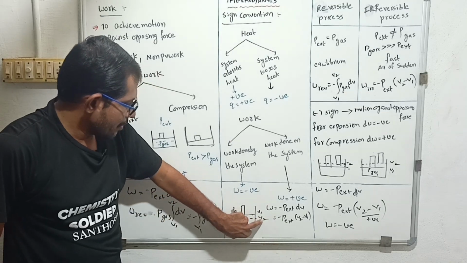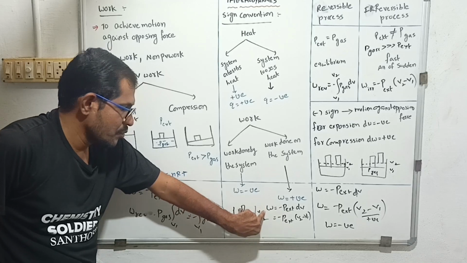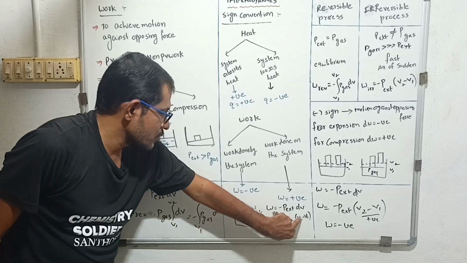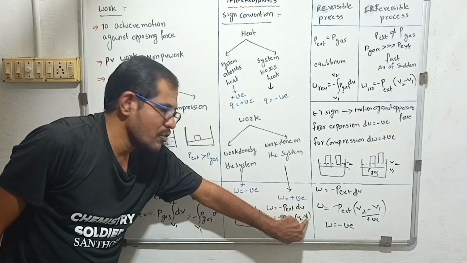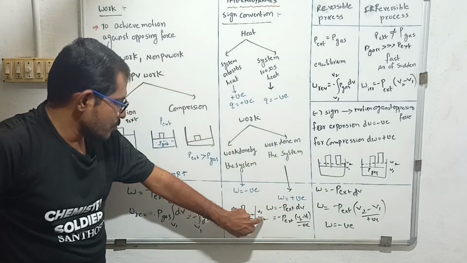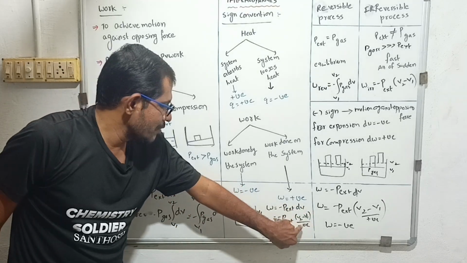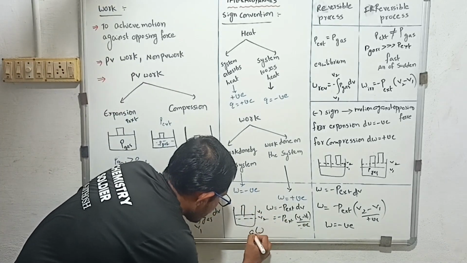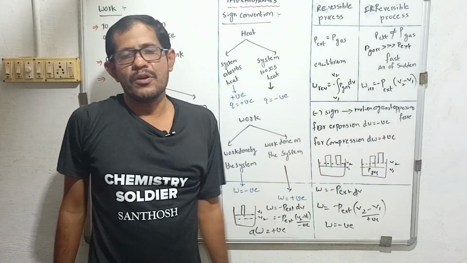For compression, which one is bigger? V1 is bigger, V2 is smaller. So here small value minus big value, a negative value will come. So negative into negative is positive. So for compression, the work done is positive.